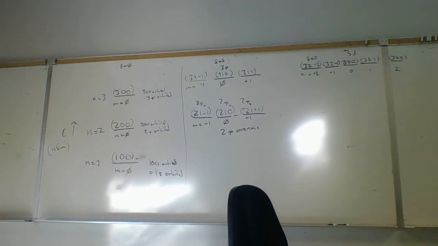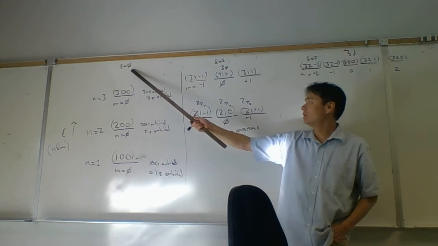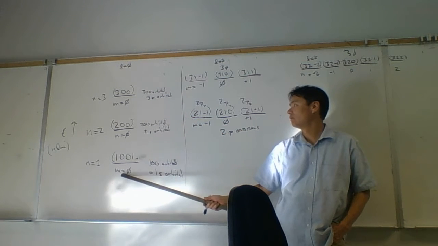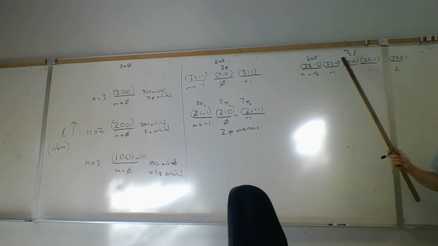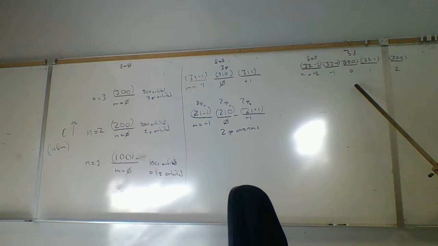There's another pattern here. When L is equal to 0, we have 1 m value. When L is equal to 1, we have 3 m values. When L is equal to 2, we have 5 m values. When L is equal to 3, we have 1, 2, 3, 4, 5, 6, 7. Do you see a mathematical pattern there? Yeah, or another one. 1, 3, 5, 7, 9. Yeah, maybe every odd. Next one would be 11.